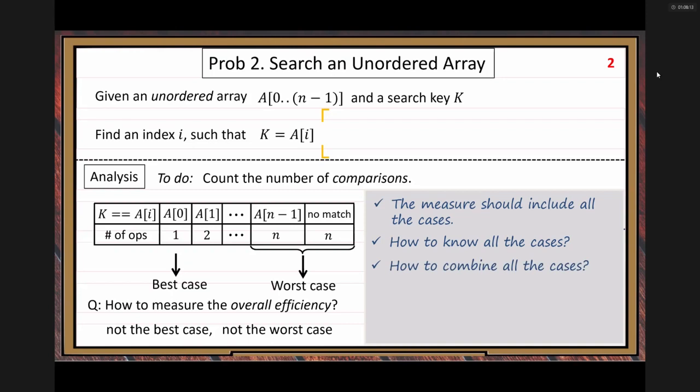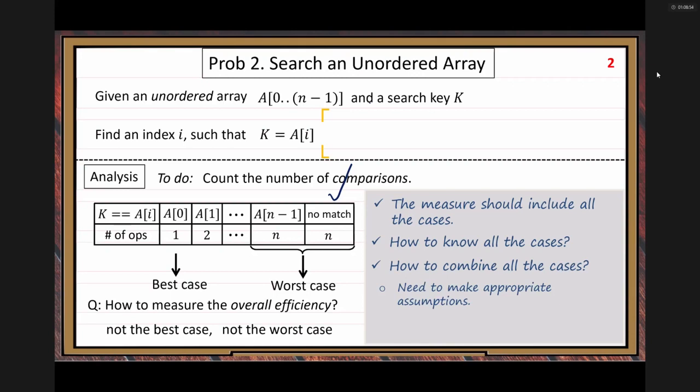Here we put all the n+1 cases in this table. But you will see we need to know more information regarding these n+1 cases. Another question is how to combine all the cases. We need to find a way to combine all the cases. There are many different ways to combine all the cases. We need to make appropriate assumptions.